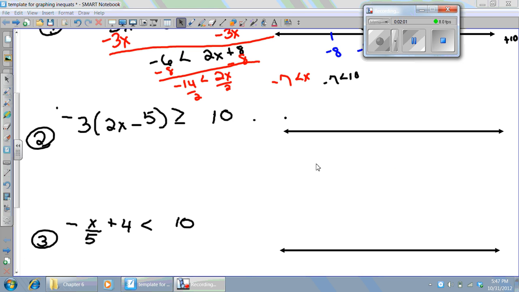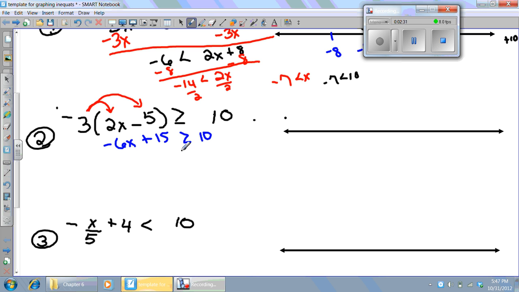Okay, so let's check out this one. I've got negative 3 times the quantity of 2x minus 5 is greater than or equal to 10. Well, first step will be to distribute. I know some of you might want to divide both sides by 3, and that's a good thing to do, except this 10 over here is not a multiple of 3, so I wouldn't do it that way. You still can. It doesn't mean it's wrong, but I'm going to distribute: negative 6x plus 15, and that's got to be greater than or equal to 10.